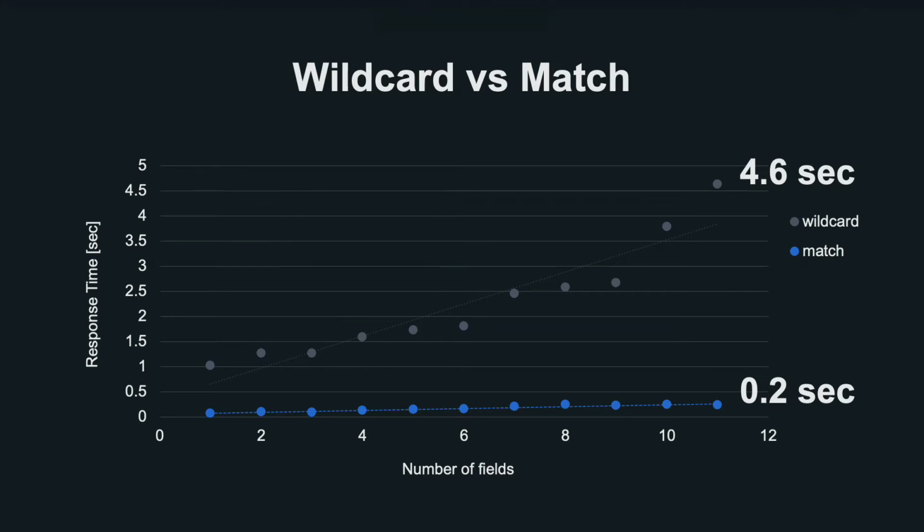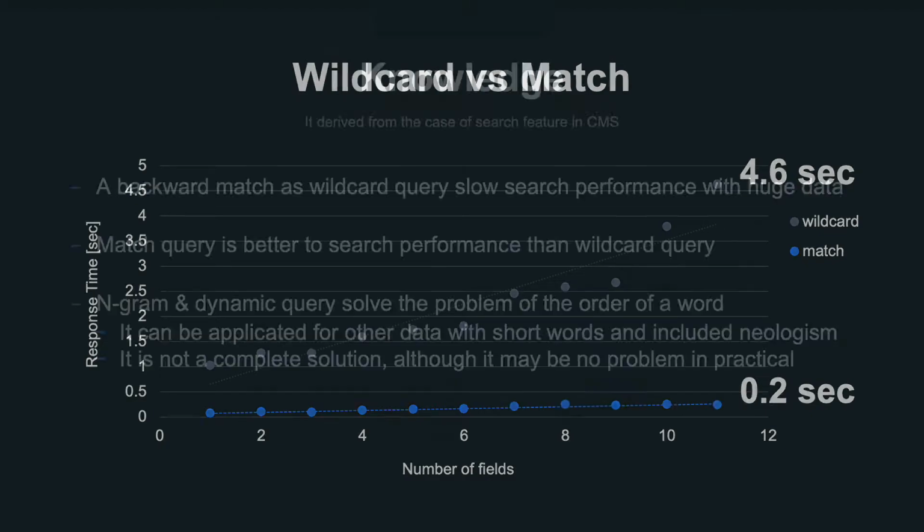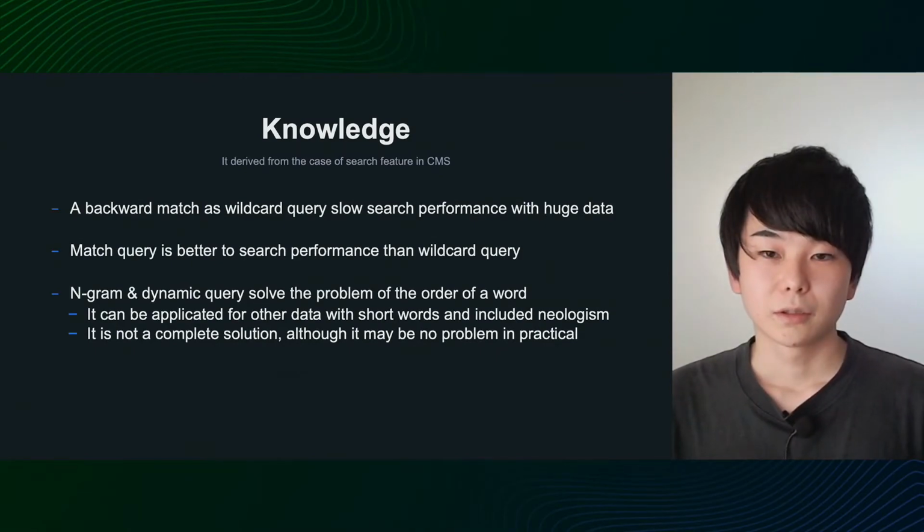Before the improvement, when the number of items was 1, the wildcard had about 1 second, but when the number of items was 11, the response time was 4.6 seconds, which is quite long. In contrast, the match query showed a fast search performance with a response time of 0.2 seconds for 11 items.